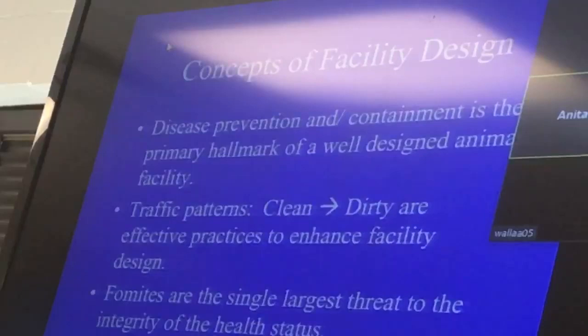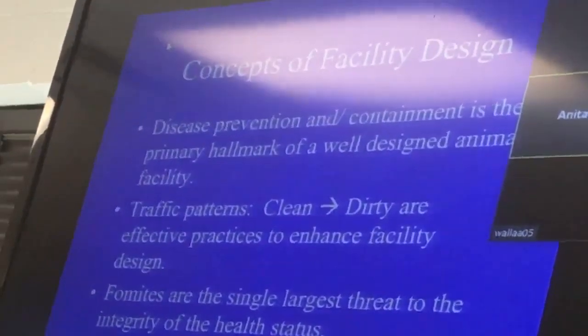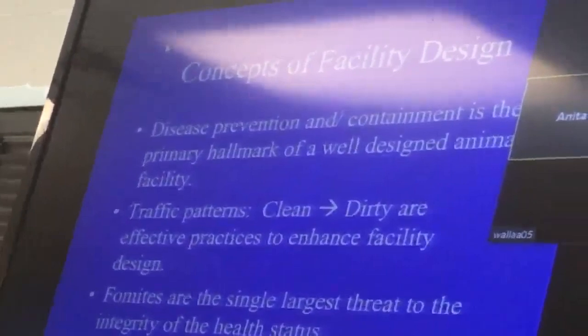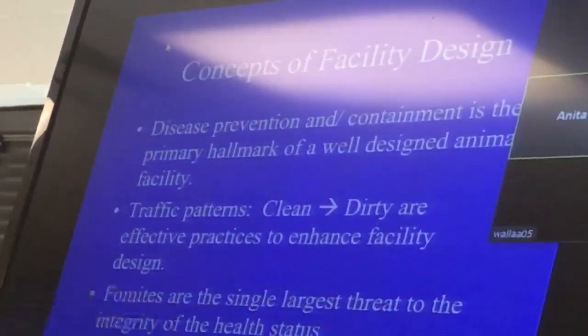Again, traffic patterns. In general, you tend to work from clean to dirty. The exception to that would be in a cage wash facility, which we'll talk about. If you work from clean to dirty, that tends to prevent the transmission of disease. And that goes back to this concept of traffic flow. You want your traffic to flow from clean to dirty as you move supplies around your facility, and the facility must be laid out in such a manner to accommodate that traffic flow.